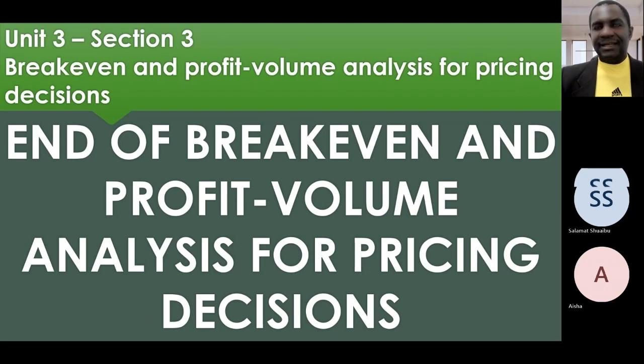So both of them are linear. They are either mutually dependent or mutually exclusive. The volume of whatever you sell in the market depends on it, and also on the price. The higher the price, the lower the volume may be, depending on the market and the preferences in the market, while the lower the price in some markets, the higher the volume. So that's generally the concept of break-even and profit volume analysis for pricing decisions in financial data analysis.